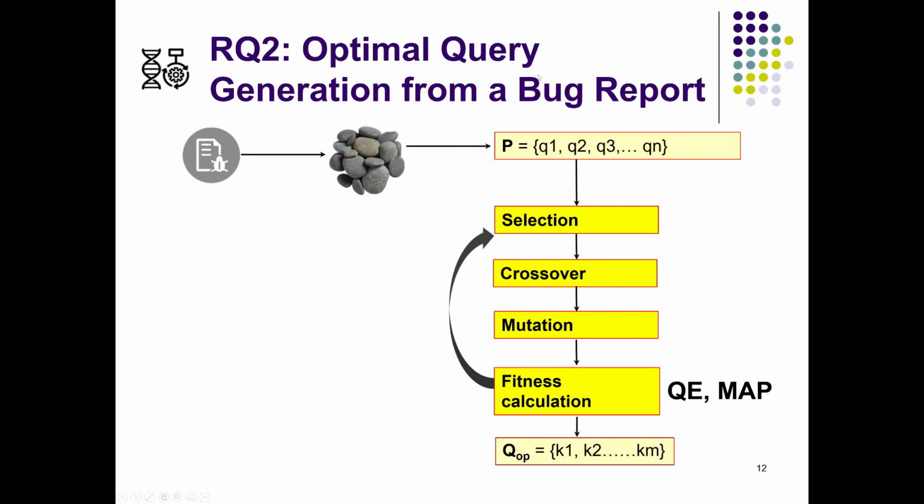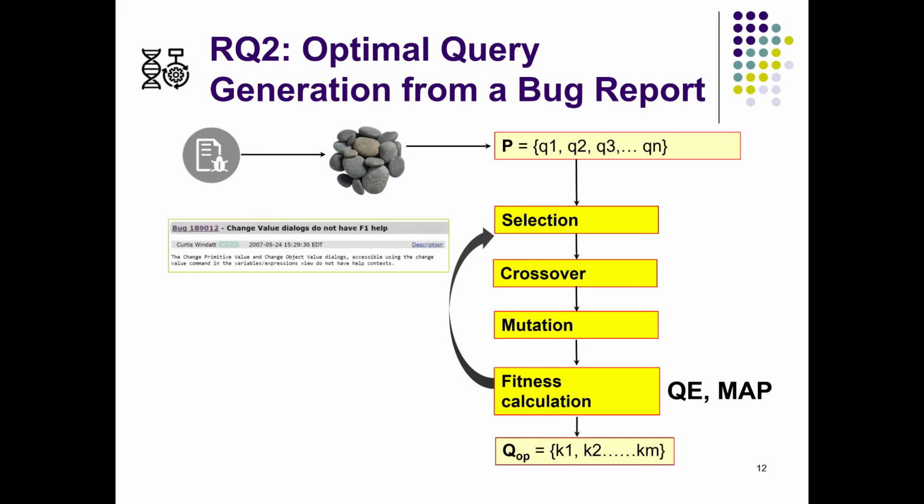So let me also give you an example. Let's say this is our bug report and this is the optimal query. Now, when I say optimal query, what it means is that this query can return the buggy code at the topmost position of its ranked result.